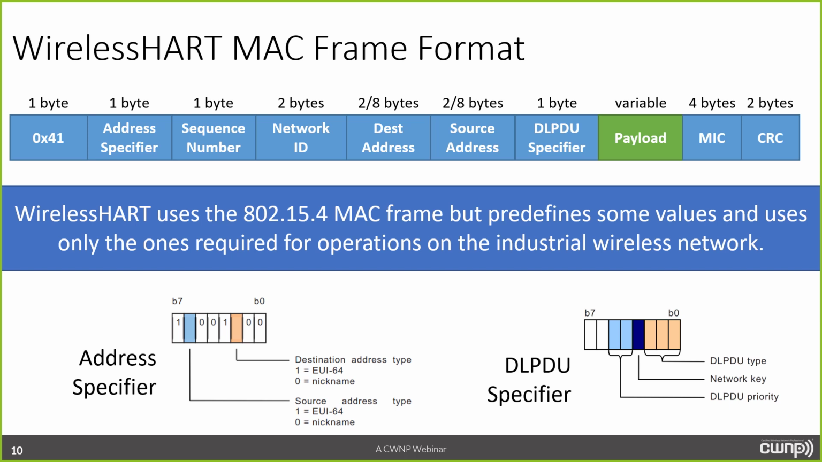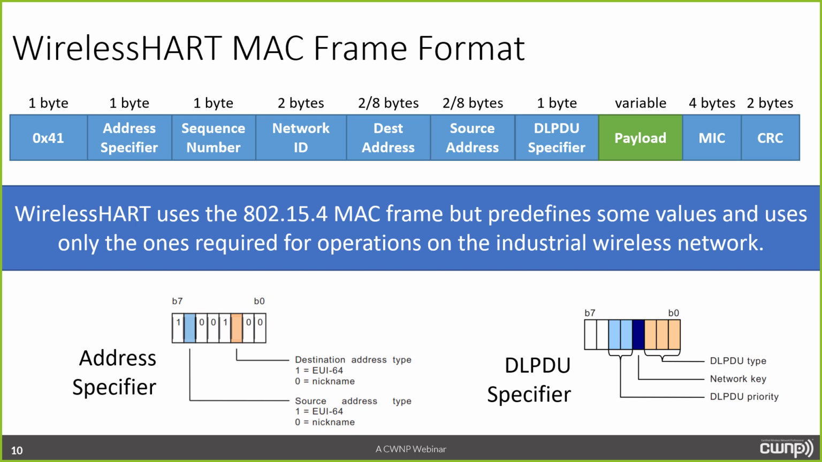So again, a little tweaking to the 802.15.4 specifically for use here in WirelessHART. And then of course you have your payload, and you have a message integrity check and a CRC. So all of that is there. We also have a DLPDU specifier that's 1 byte right before the payload.